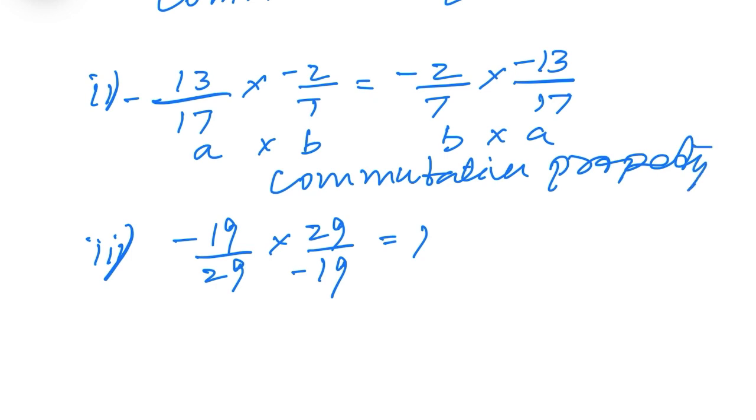Okay. What is the next one? Minus 19 by 29 into 29 by minus 19, which is equal to 1. Here you see it is multiplied with its multiplicative inverse. You are getting multiplicative identity. So you can write this property as identity property.